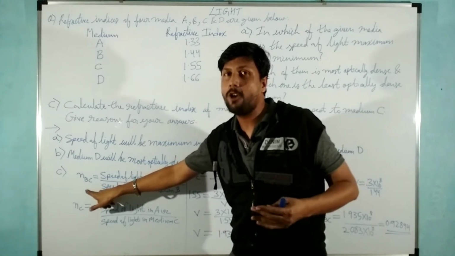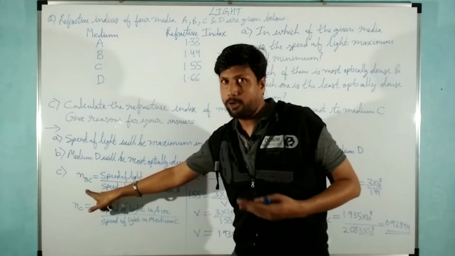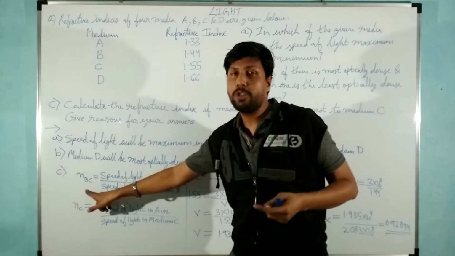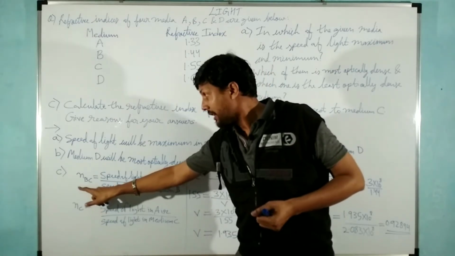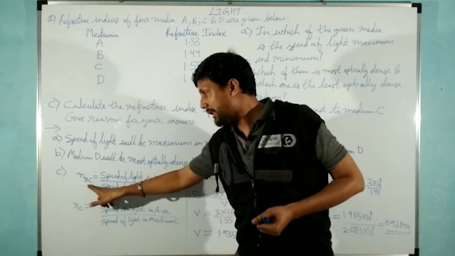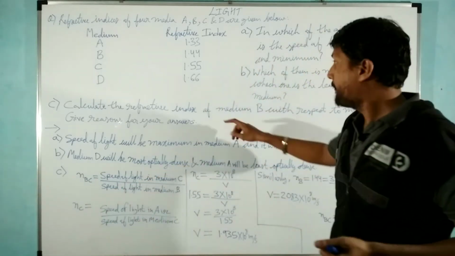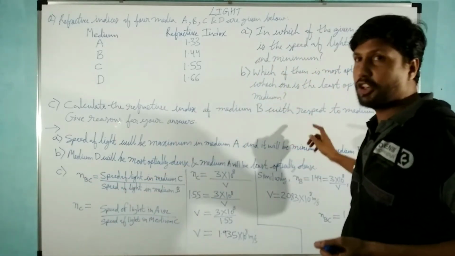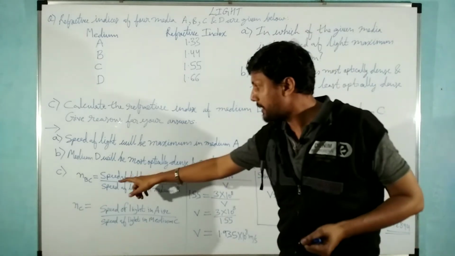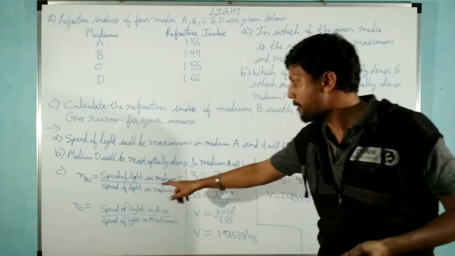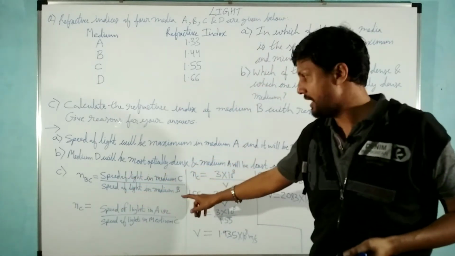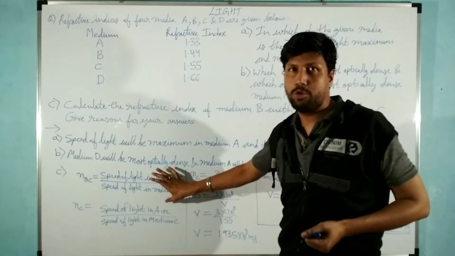In my previous video about refractive index only, I've told this. You can see the link to that video in the I button. Okay. So nBC means refractive index of medium B with respect to medium C. So it can be expressed as speed of light in medium C upon speed of light in medium B. So this is the main formula I'm going to use.